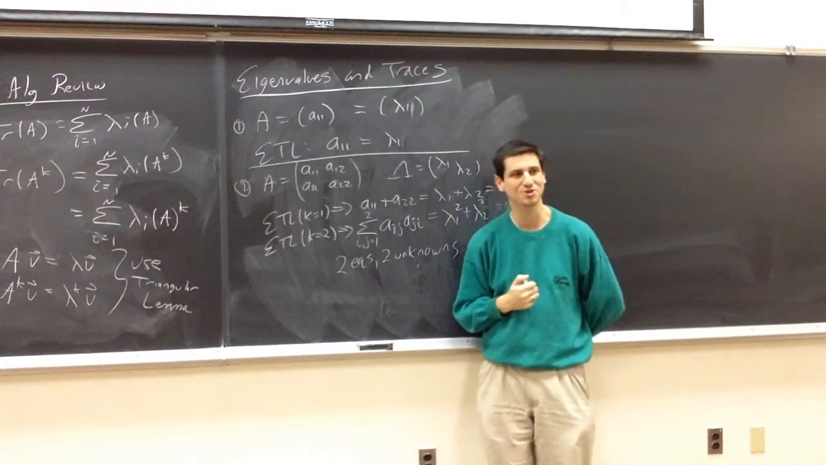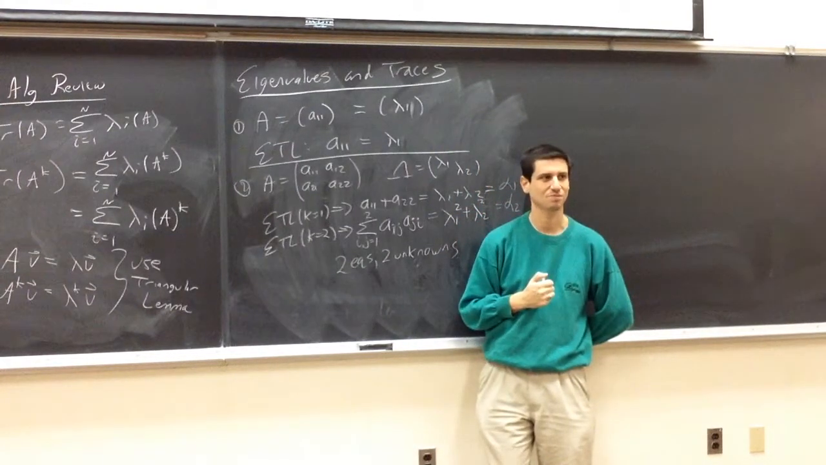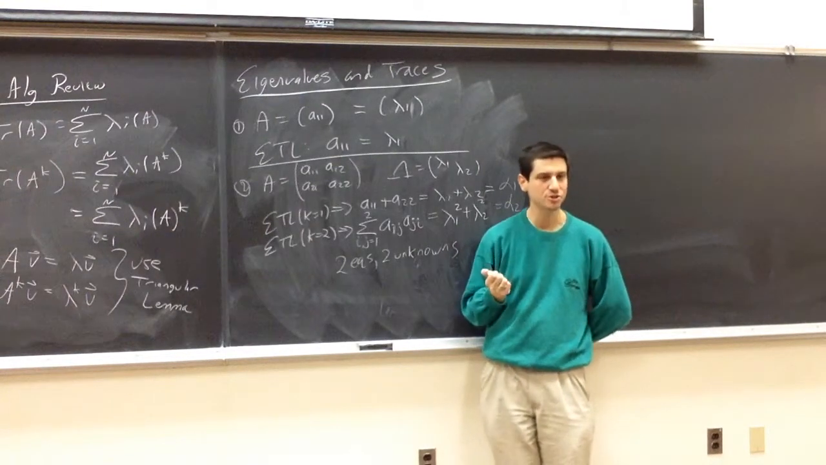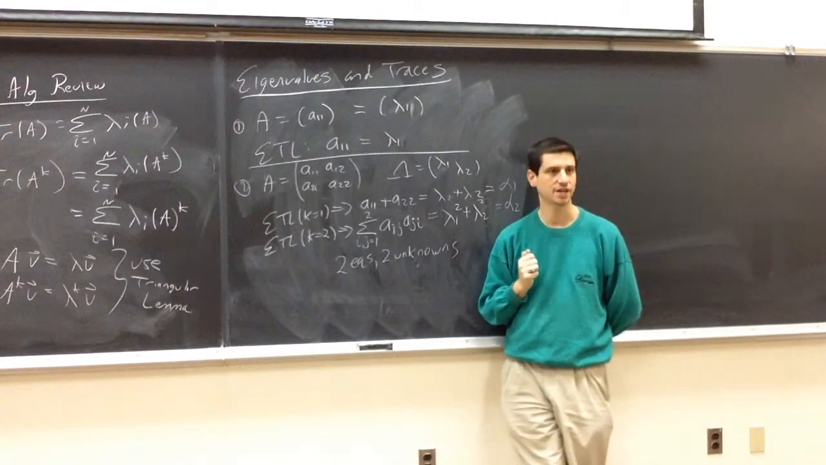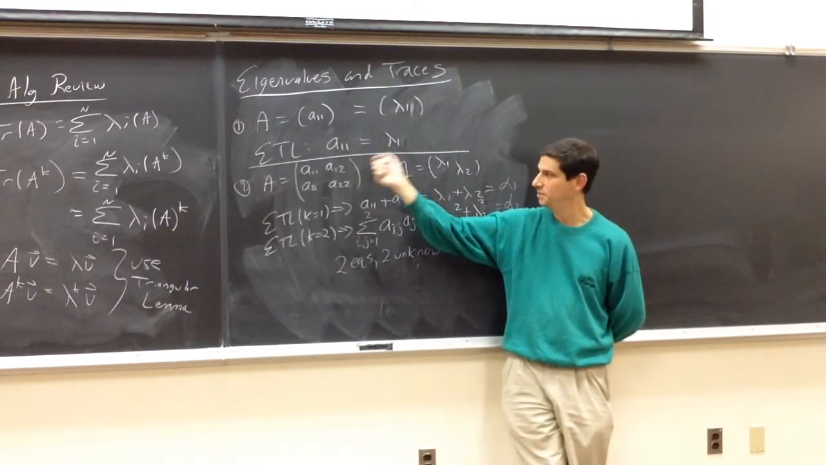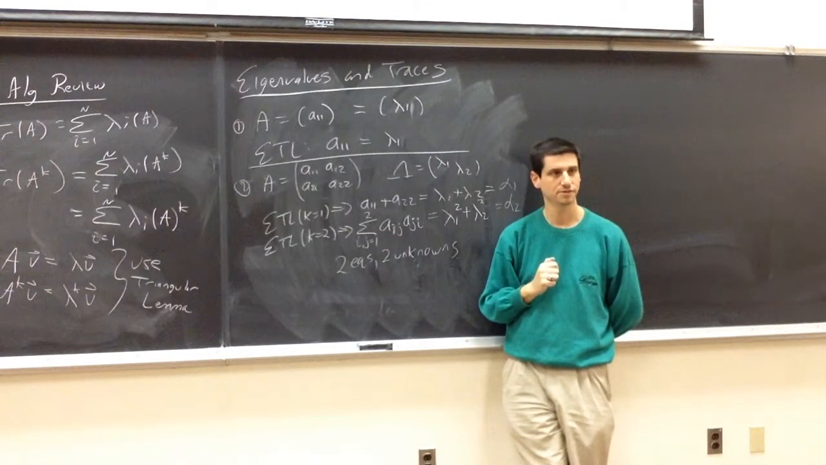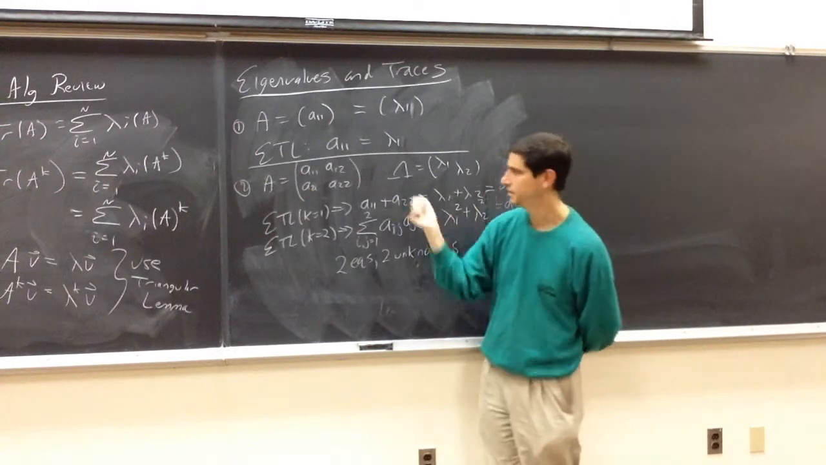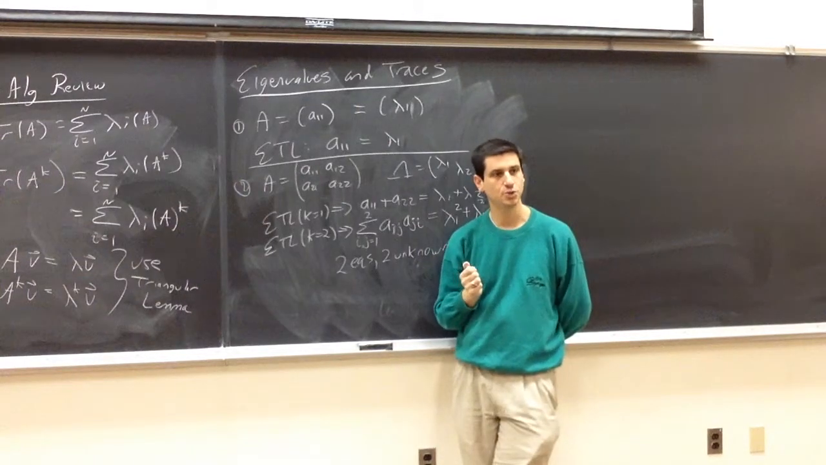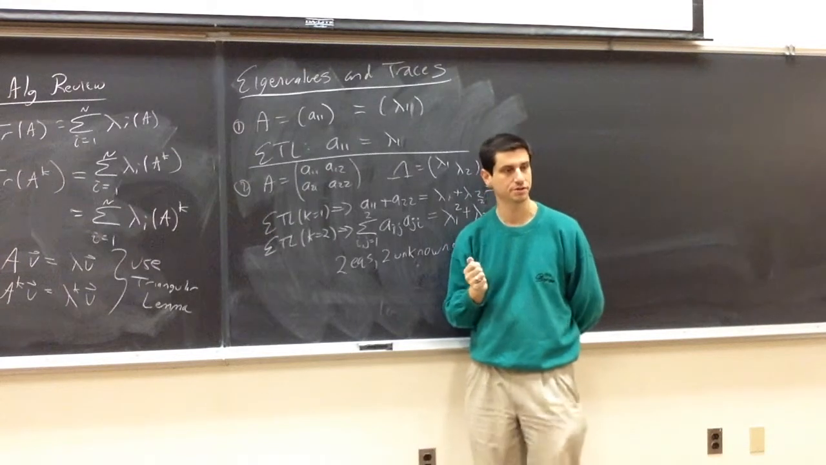Morally, what should be true? Morally, there should be a solution, right? You should be able to find the eigenvalues. Now, if my matrix is real symmetric, there has to be a solution, right? Because we can diagonalize the matrix. It does have enough eigenvalues. Do we have to worry about indeterminacy? Could there be multiple solutions?